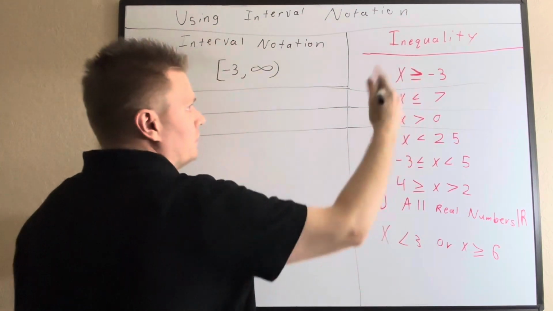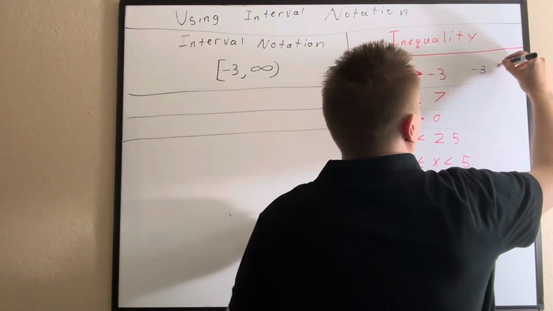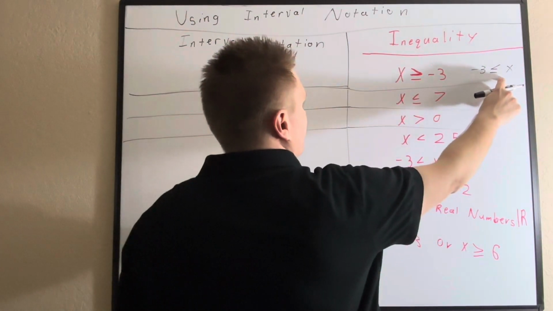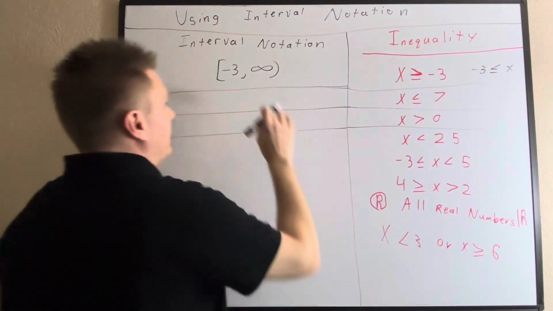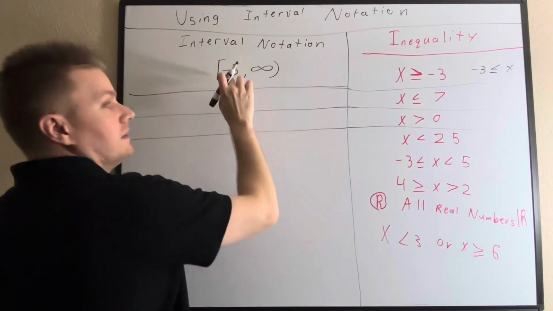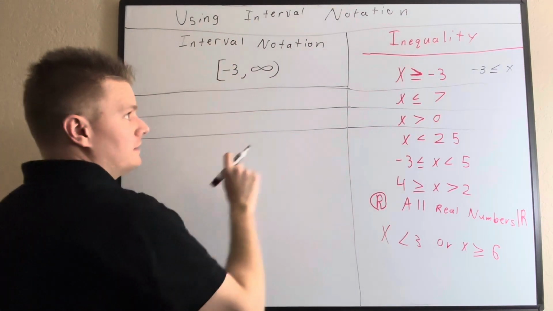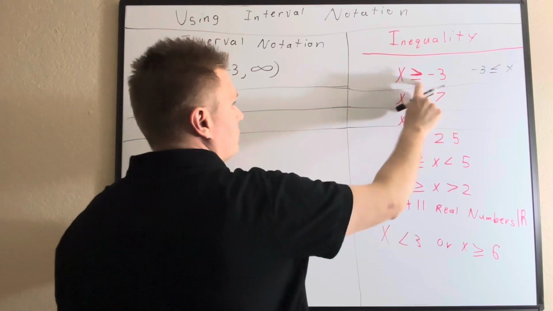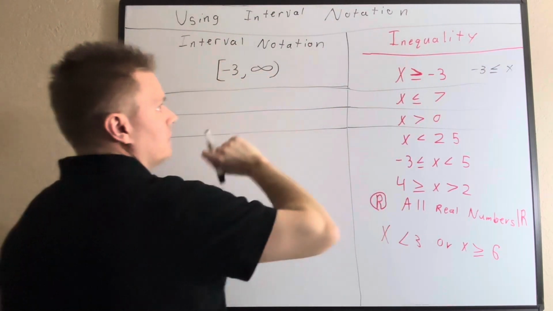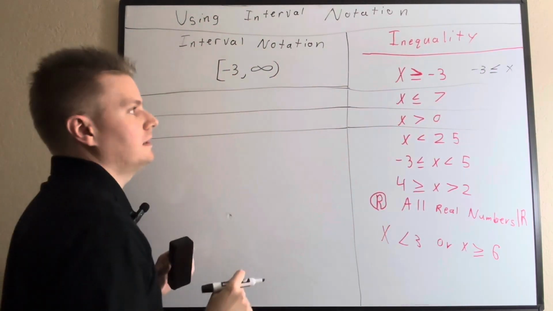Because inequalities could be written either way, this could be written as negative 3 less than or equal to x. Same thing. But in interval notation, order matters. Negative 3 is on the left because it's a smaller number. It's a bracket next to it because it's included, because it's an or equal to, comma, infinity symbol because we're going on forever, parentheses around the infinity.